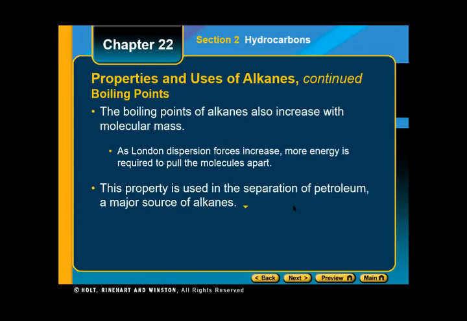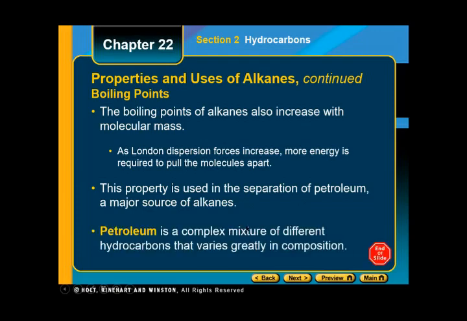And this property is used for the separation of petroleum's major sources. You know that petroleum is a complex mixture of different hydrocarbons. So how can we separate these components from each other? By their boiling point. Each component has its own boiling point. When it reaches the specific boiling point, it starts to change into a vapor. So you are going to extract it from the components of the petroleum mixture.